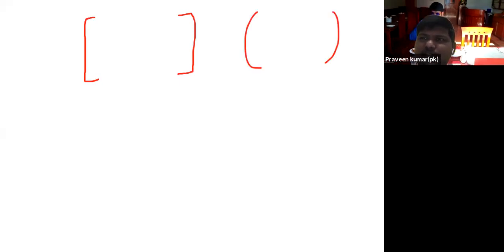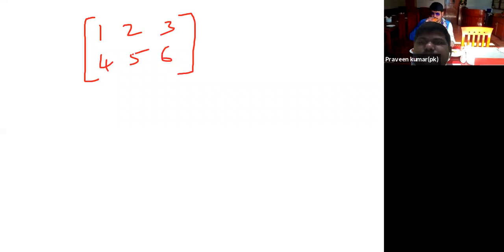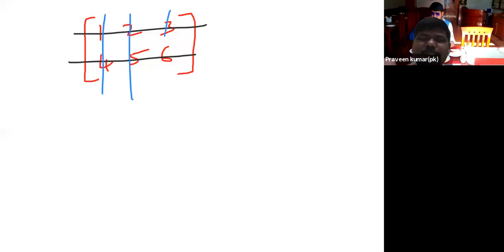Now, we can represent a matrix. How to represent a matrix? A matrix we can represent like this, with square brackets. Or like this is also possible, but the majority of the time we use this one only. Okay, this is correct. 1 2 3 4 5 6. Dear students, these are called rows. The blue lines are called columns. We represent a matrix with rows as well as columns.